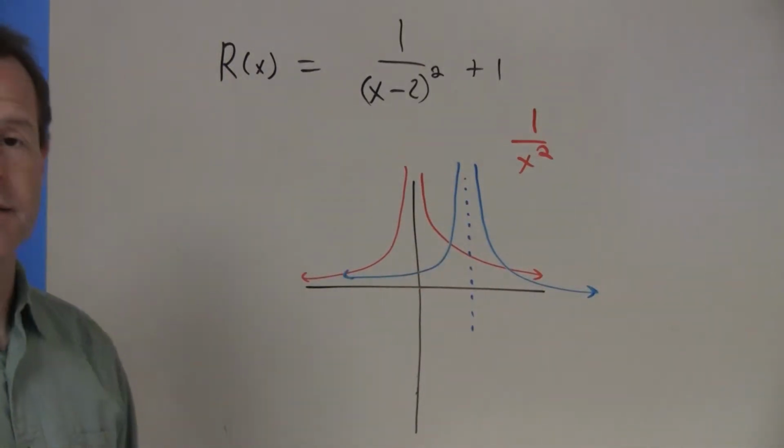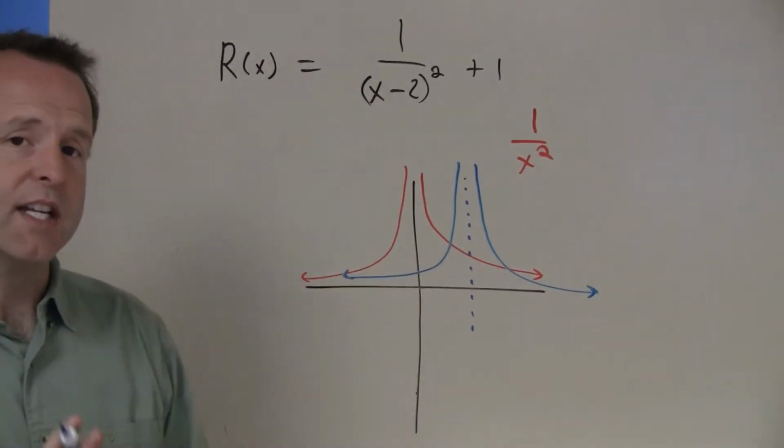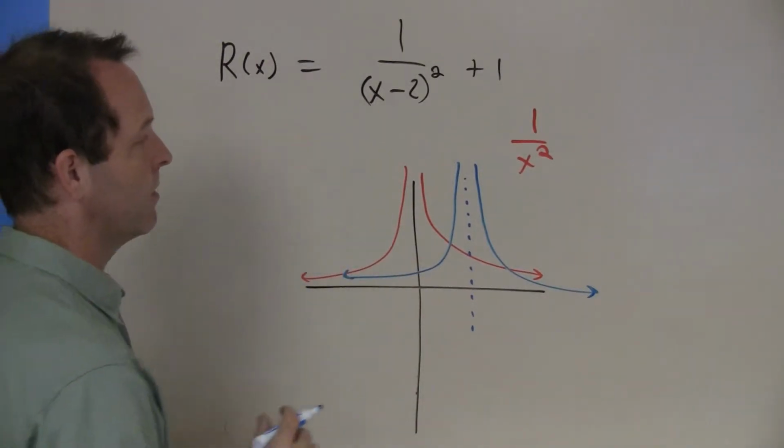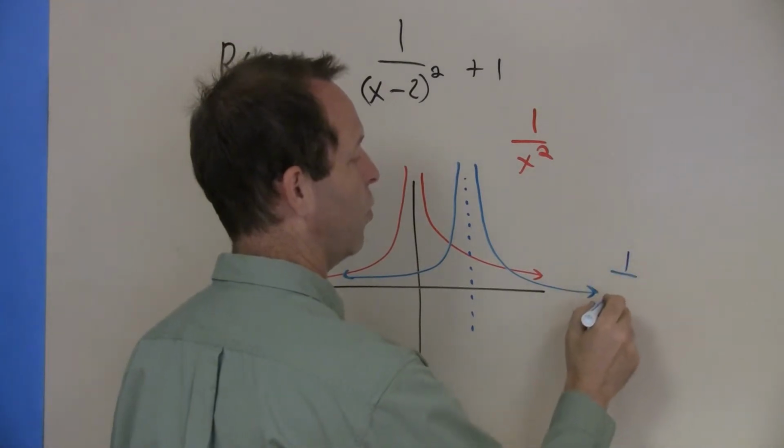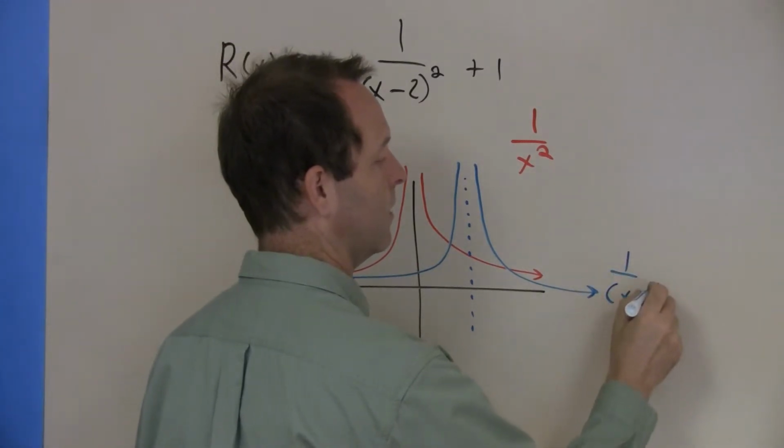And so that blue line is pretty much the same thing as the red one. It's just that the entire graph is shifted over 2 spots. So let me go ahead and make a mark there. So that's 1 over (x minus 2) squared.